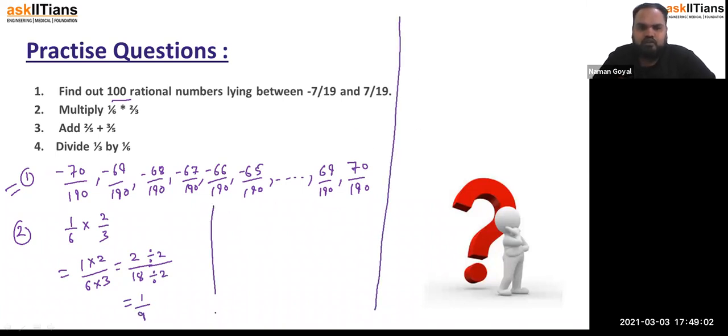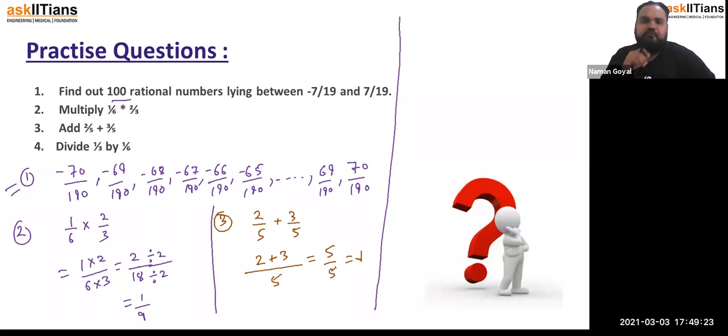Okay. Now third question, let me change the color, okay? This color is good. Add 2 by 5 plus 3 by 5. Denominator is same, 5. So 2 plus 3, 5 by 5. Answer is 1. 5 by 5, look, what does 5 by 5 mean? 5 is going to be divided by 5 itself. So if we divide 5 by 5, we get 1. Okay. So this is the answer for this particular question.